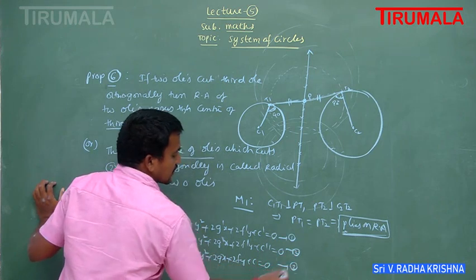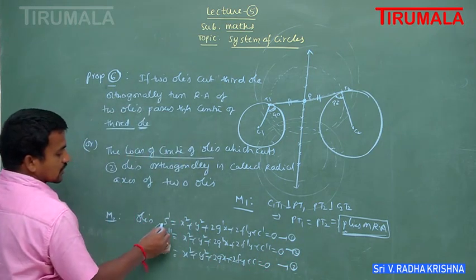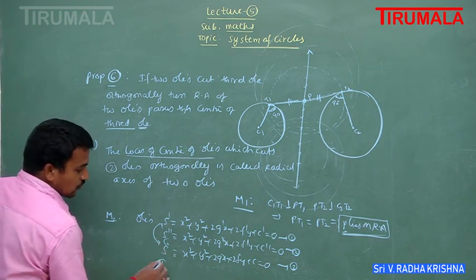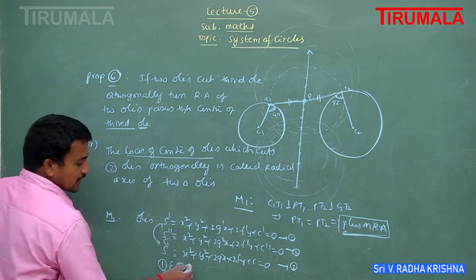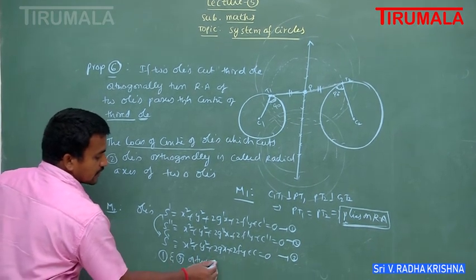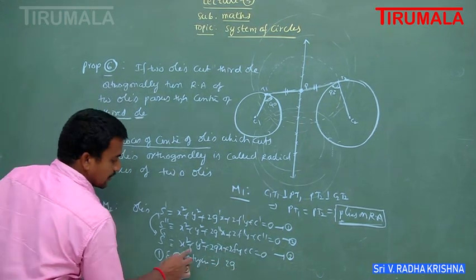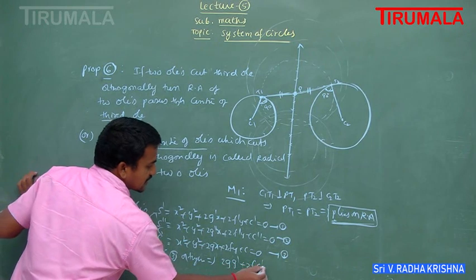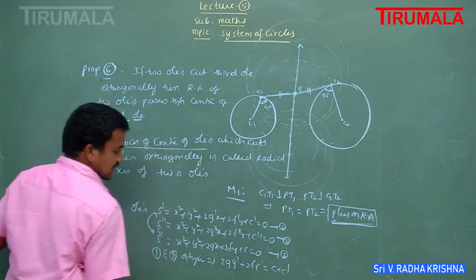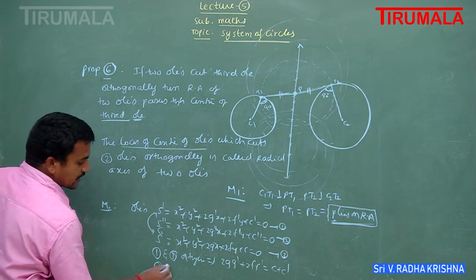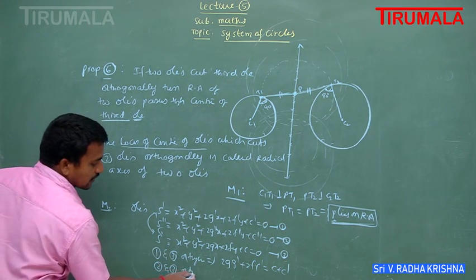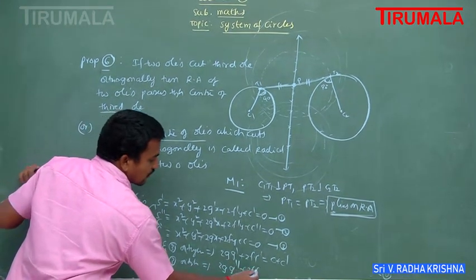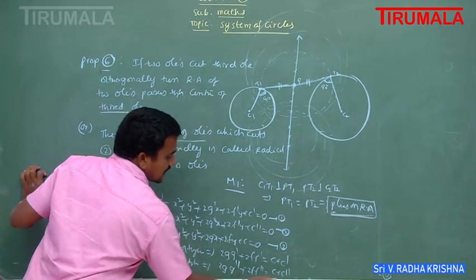The required circle is 3. Since 1 and 3 are orthogonal, and 2 and 3 are orthogonal, from the orthogonality condition, 1 and 3 orthogonal implies 2gg dash plus 2ff dash equals c plus c dash. Next, 2 and 3 are orthogonal, which implies 2gg double dash plus 2ff double dash equals c plus c double dash.